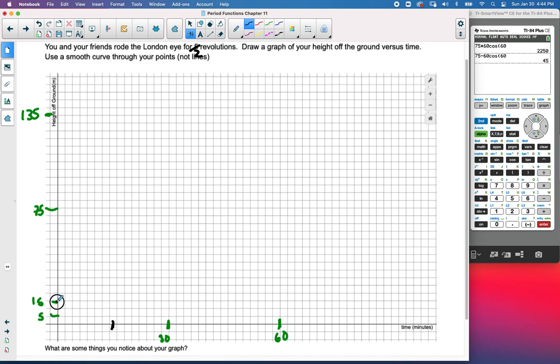We know at t equals 0 we're at 15 off the ground, right? Our y-axis is the height, this is time. But then we also know that every 30 minutes we're going to be back there. So here's also 30, and then also here at 60 would be back to the bottom. All right, so we're 15 meters off the ground.